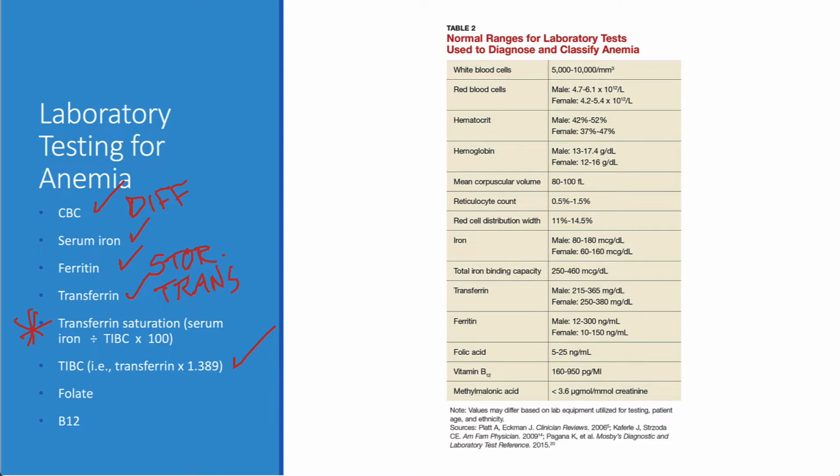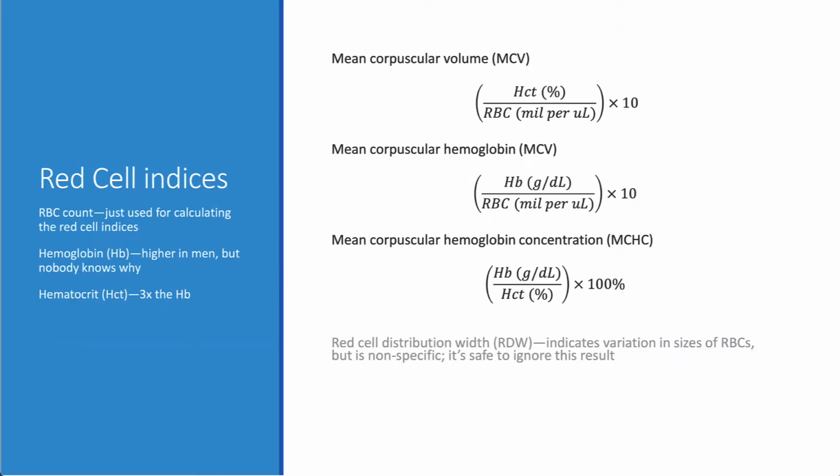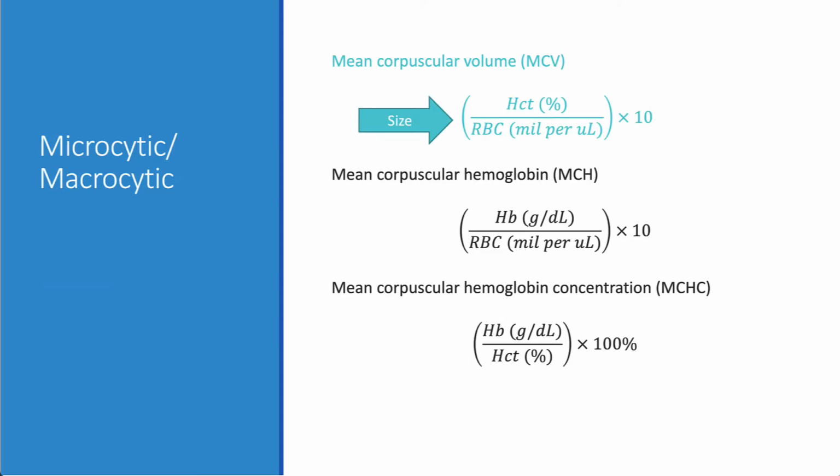Finally, of course, we have folate and B12, which help to construct the red blood cell appropriately. These are the levels that you should expect. And remember that the red blood cell indices are the calculations that are done to tell us about things like size. Okay? Size of red blood cells is known from the mean corpuscular volume, and it's calculated that way.